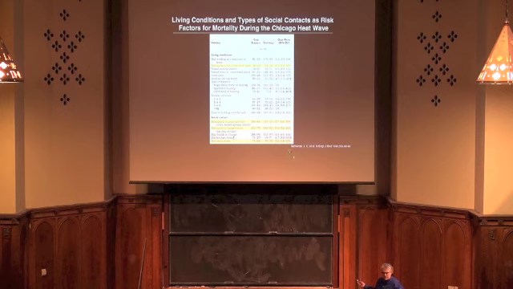Did I assign this Semenza paper for today? I don't think so. So this is an analysis that was done looking at individual level attributes that might affect whether you die during the heat wave.